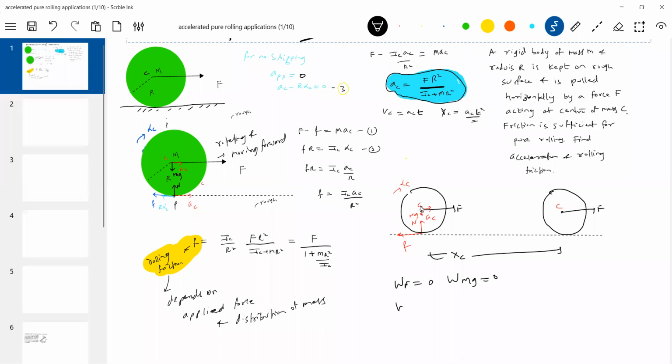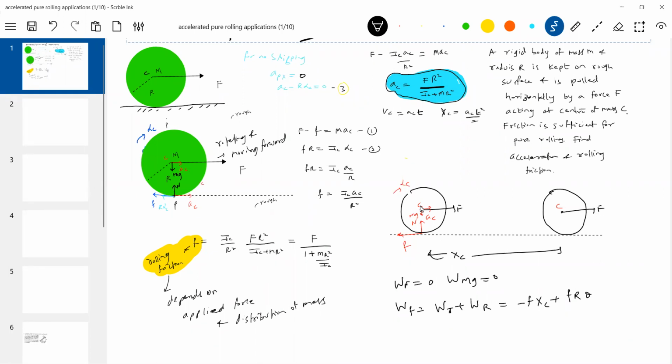Then what about work done by friction? Friction does both translational work as well as rotational work. Shall I put it like this? X and theta, translational and rotational, or T and R, I'll write it. Translational work done: it does negative work. Then what about rotational work? It is setting up a torque, no? F into R into theta.